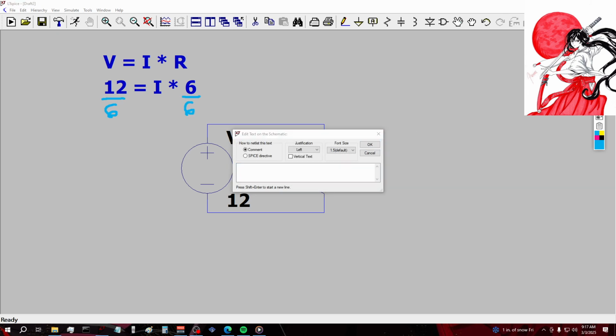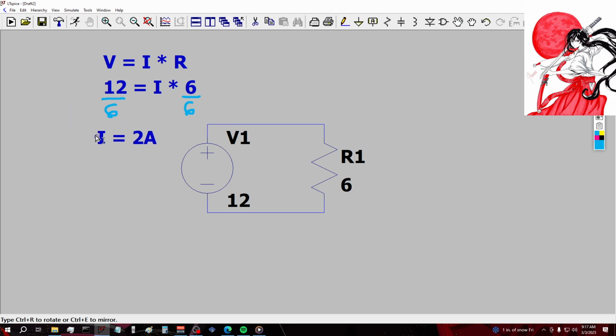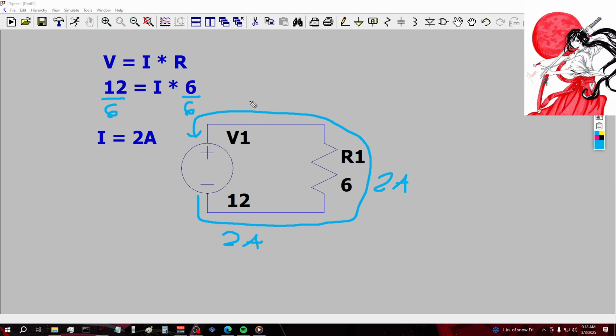I guess I should have kept that actually. Yeah, let me keep that there. So that's gonna equal I equal to 2 amps, right? Because current is measured in amps. So that means throughout this entire circuit we have 2 amps flowing, right? 2 amps, 2 amps, 2 amps.